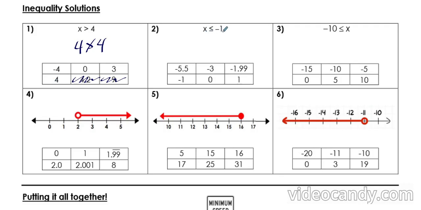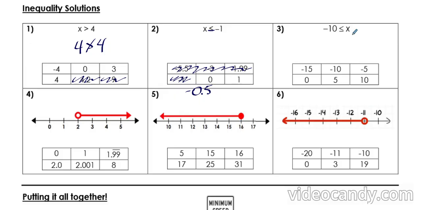x is less than or equal to -1. Well, it's going to start at -1 because it could equal -1. Or it's going to be anything that's less than that, so all the negative ones. Doesn't include every negative number. -0.5 would not be included. That's a little bit bigger than -1.